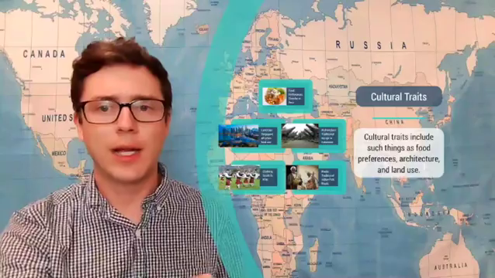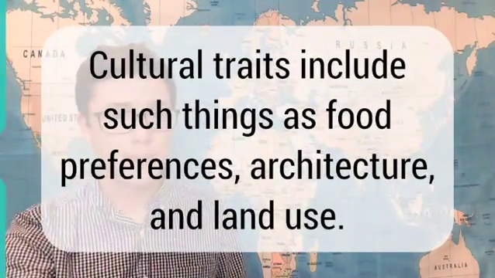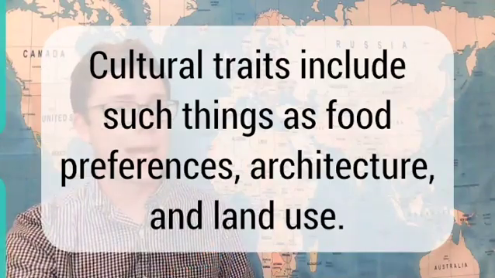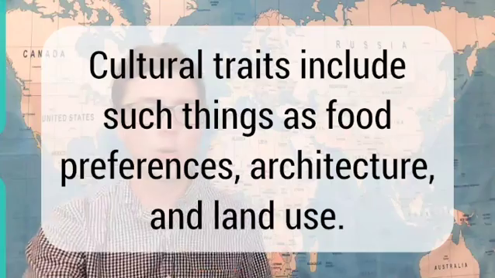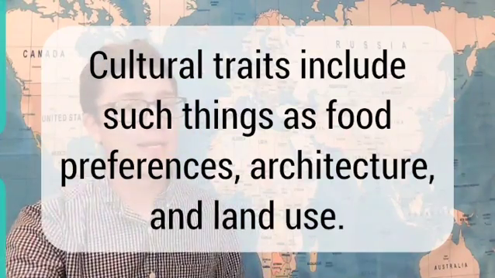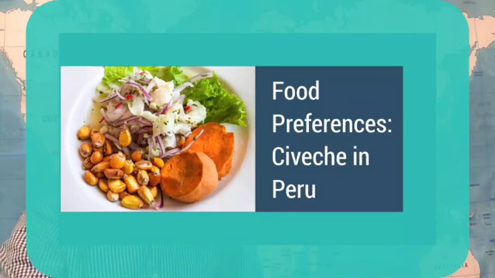Cultural traits include a lot of different things. They include things like food preferences, architecture, the way that we actually use and shape our land. All of those things go under cultural traits. So we're going to look at some specifics from different cultures around the world. Let's start with food preferences.